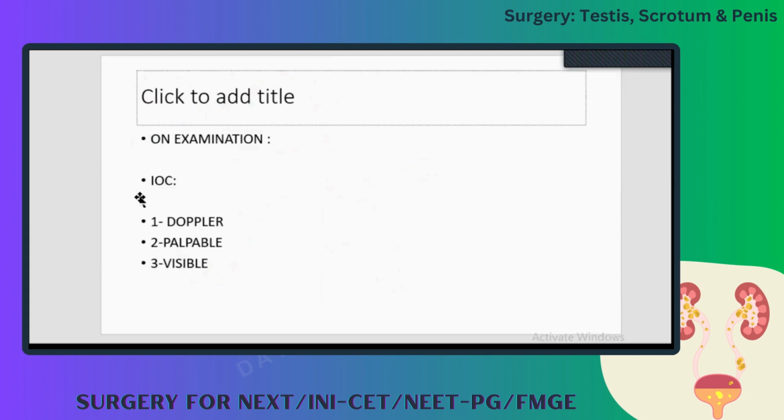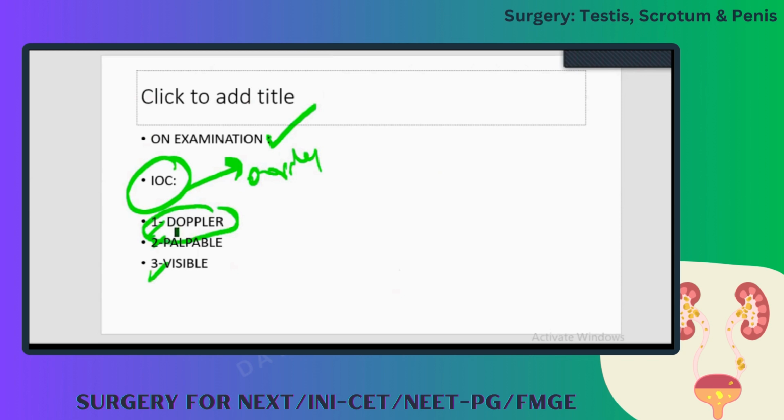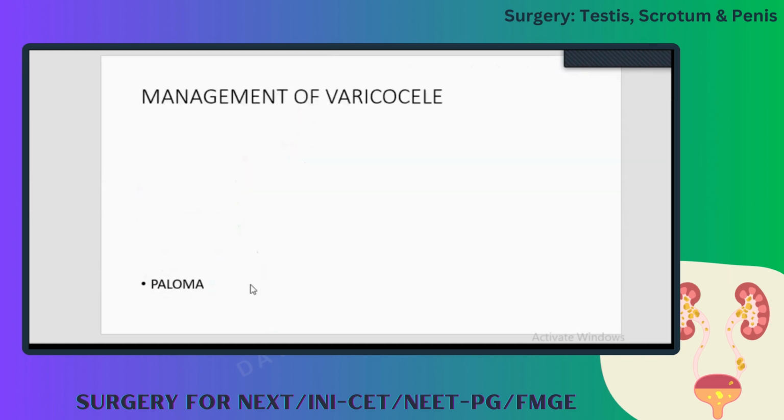On examination, you will find the bag of worms appearance. Investigation of choice is Doppler. Stage 1, stage 2, stage 3. Stage 1 only on Doppler. Stage 2 they are palpable. Stage 3 they are visible. If they are visible, that is stage 3.